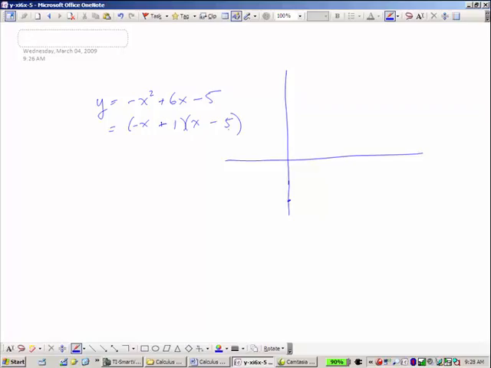Negative x times negative 5 is positive 5x. x times 1 is x. Add them, I get 6x. I think I did it. So that has an x-intercept at, what, 1 and 5? No, positive. It's positive. Oh, right. All right. So it's going to look something like that.